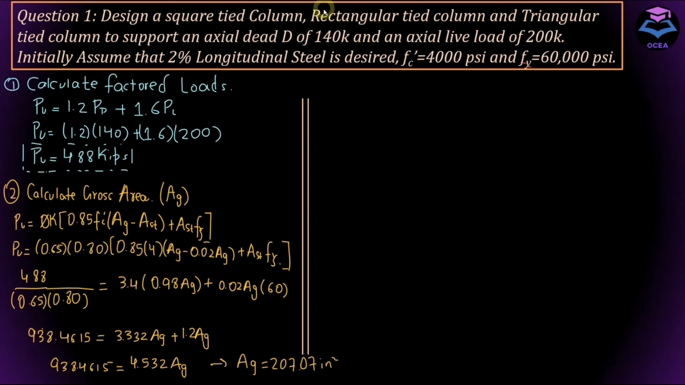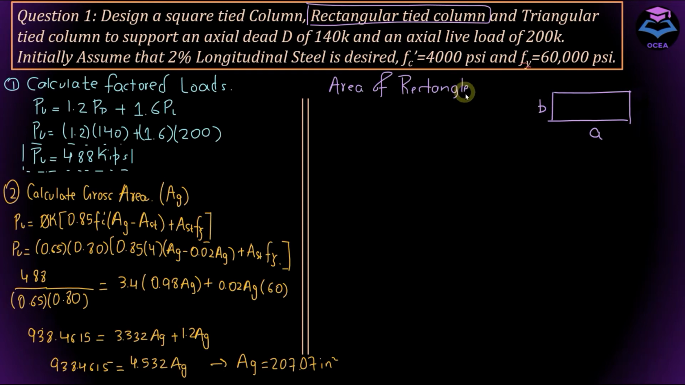And now we will design a short rectangular tied column, and the data as well as calculation up till here will remain the same. And to start off, let's assume a rectangle, and the area of rectangle in this particular case would be equal to A into B. And if we equate area of rectangle to this AG, we would have this equation here. And it's entirely up to you which value you assume, A or B, it doesn't matter.